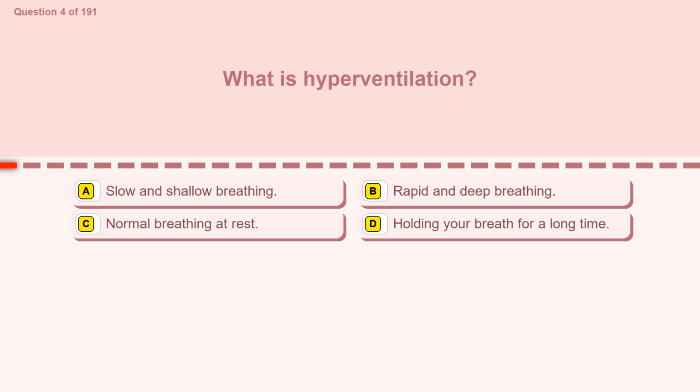Question 4. What is hyperventilation? Option A. Slow and shallow breathing. Option B. Rapid and deep breathing. Option C. Normal breathing at rest. Option D. Holding your breath for a long time.